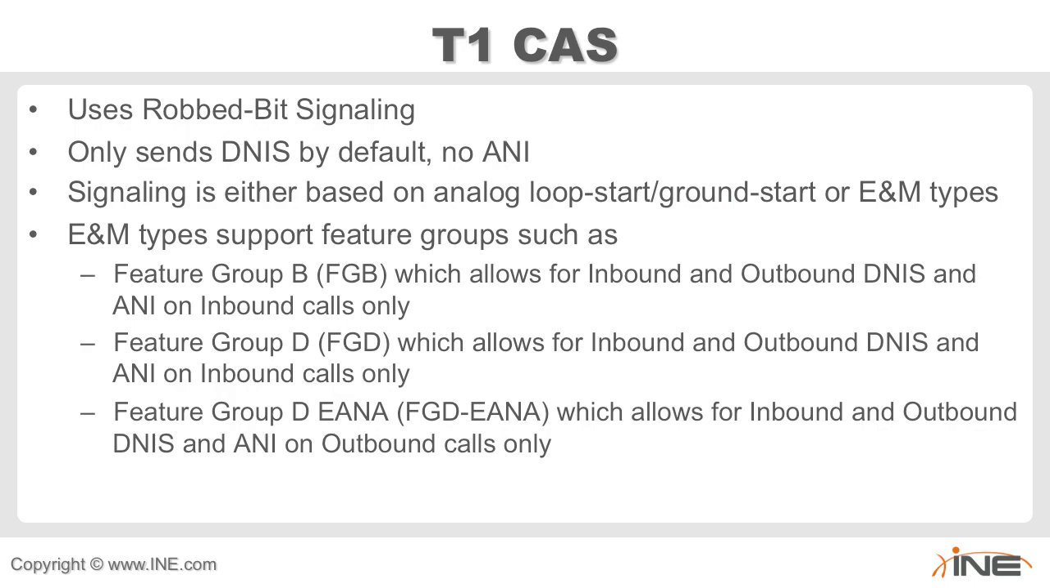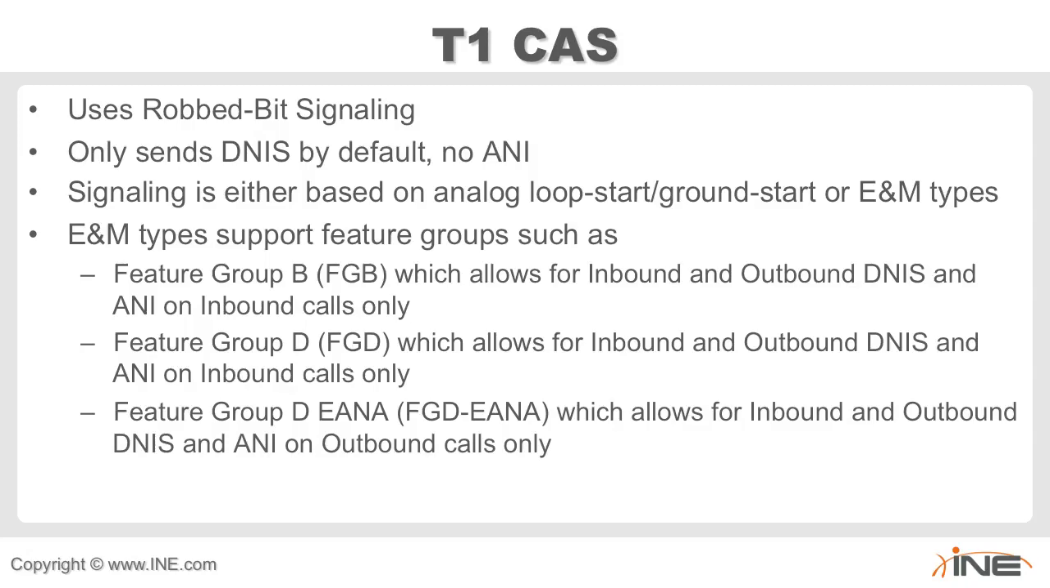What bits are we going to use to pass that DNIS information? T1 CAS only sends DNIS by default. There's no calling number support. There's only called. And then signaling is either based on an analog loop start or ground start. Even though T1 is a digital type of circuit, it can use analog signaling, such as loop start or ground start, or digital signaling, such as E&M types.